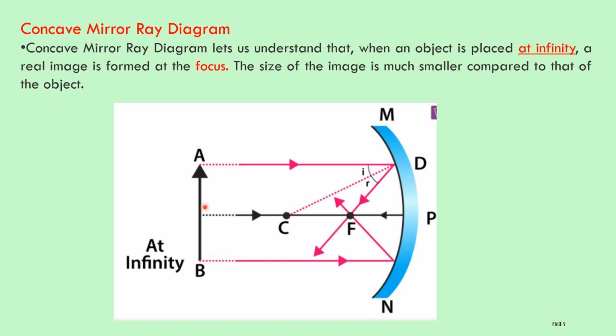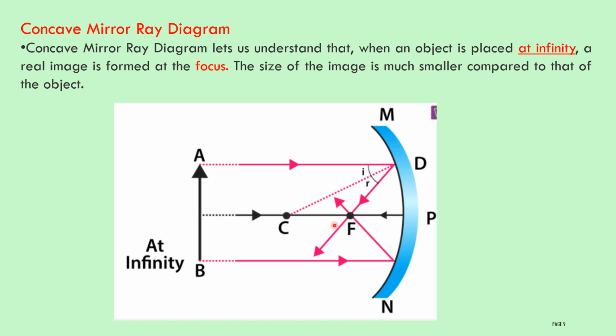When you are drawing a ray diagram, normally we consider two rays, to see whether they will intersect or diverge. Here also we consider two rays. The two rays must be parallel to the principal axis. This is the principal axis.